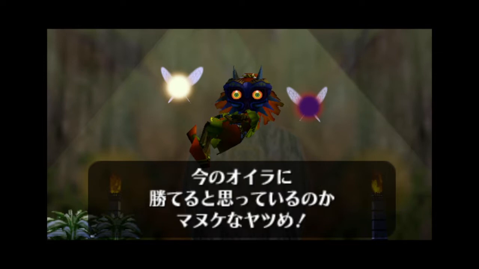Okay, there it is. There's the text box. I have to pause. And he's saying, so, ima no oira ni kateru to omotteiru no ka? Manuke na yatsume. So, ima just means now. Ima no better translates to the current or the present. Oira is an interesting pronoun. It's basically just a pronoun. I don't know why he's opting for oira, to be honest. I suppose it has a slight ore sound to it, an ore vibe. And ore is a very blokish, very masculine and rough, quite cool sounding way to refer to yourself. So I guess oira has that vibe. So the current me.